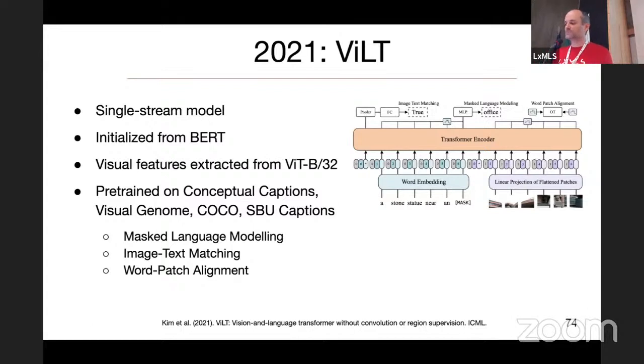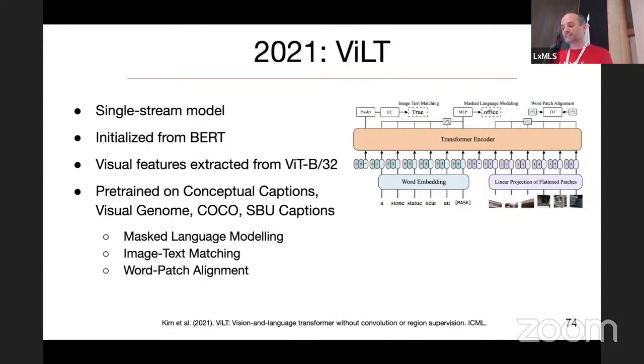And this was pre-trained on conceptual captions, visual genome, COCO, SBU captions. This has now come to be, I think, collectively known as the 4 million data set. You'll often see this if you read more up-to-date papers than 2021, where they train a model on 4 million examples. It's usually this set.